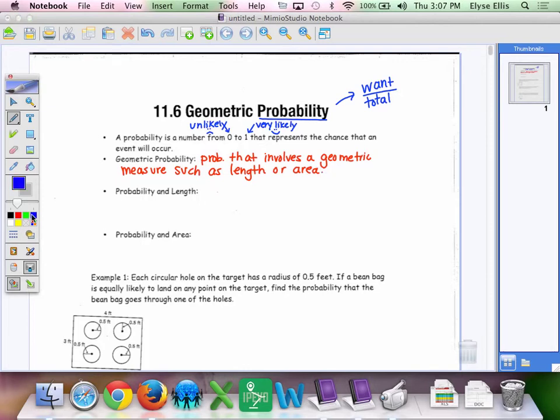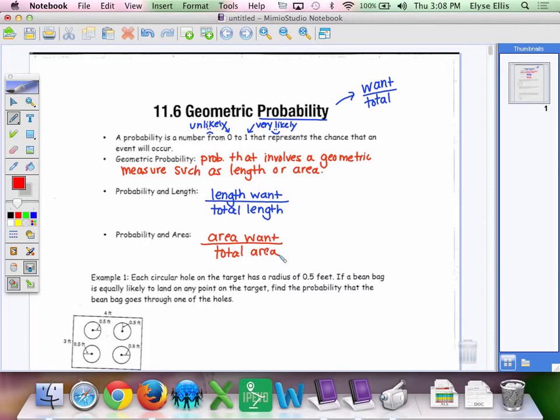Well, if you're going to do it with length, there's going to be a specific length that you want. Again, I'm putting my want on top. And on the bottom, I have to use my denominator as the total length. So it still has that want over total setup, but you have to think, okay, I want this length. This is my total length. Same thing works with area. There is going to be a specific area that you want. It goes on top. And on the bottom, you divide by the total area of the entire figure. So again, it's what do you want? Put it over your total.